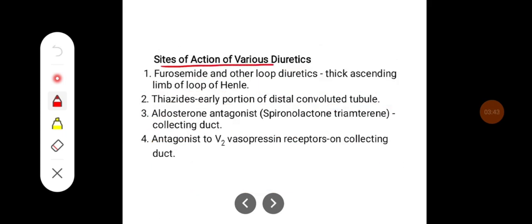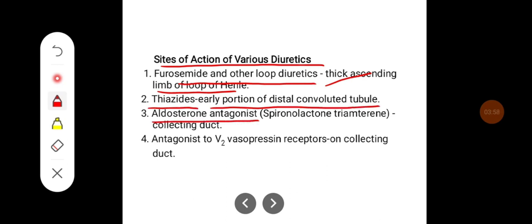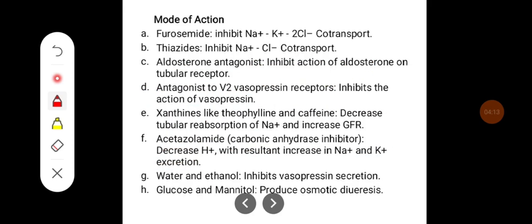Some of the sites of action of various diuretics: the drug furosemide and other loop diuretics act on the thick ascending loop of Henle, whereas thiazides act on the early portion of the distal convoluted tubule, whereas drugs like aldosterone antagonists, spironolactone and triamterene, act on the collecting duct, and antagonists of V2, that is vasopressin receptors, act on the collecting duct.